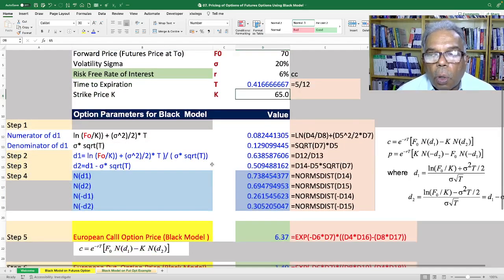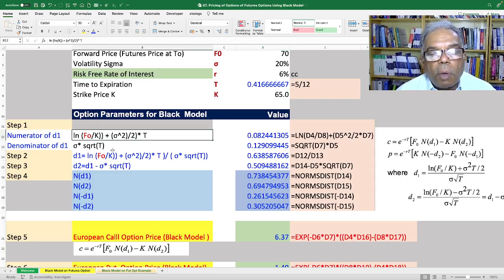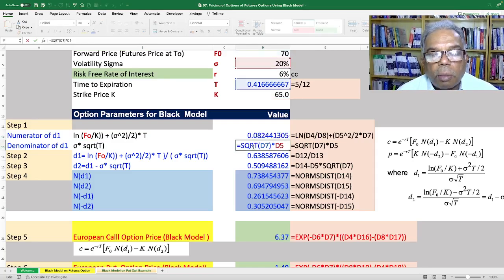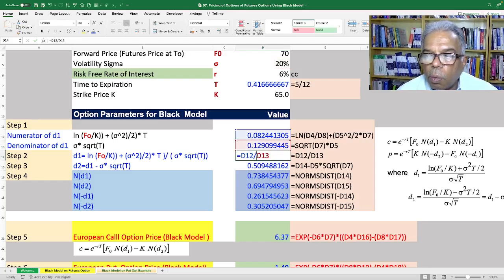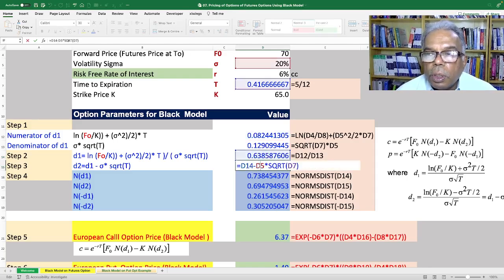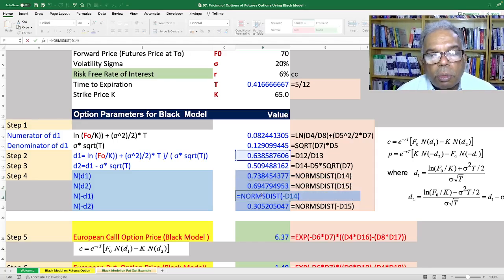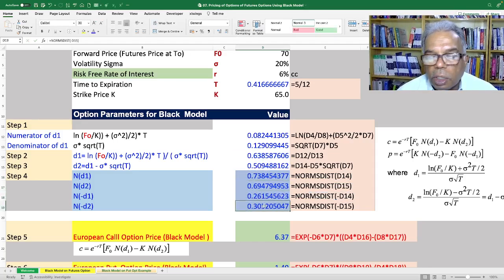Let's quickly go into the option parameters for the Black model. We get ln of the forward price divided by K plus half the variance times time, which is the numerator. The denominator of d1 is sigma times the square root of time. Next, calculate d1, that is numerator divided by denominator. Calculate d2, which is d1 minus sigma times the square root of time. Calculate the normal distribution of d1, of d2, then of minus d1 and minus d2.